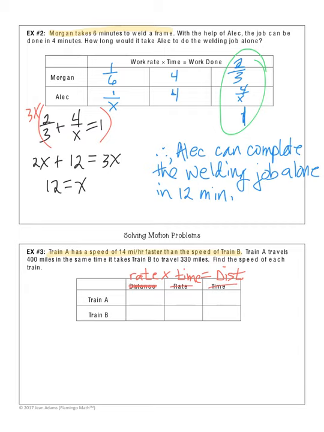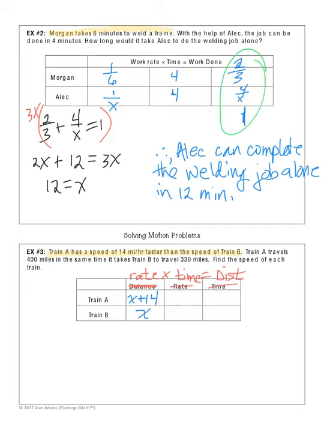So I want you to ask yourself, which one are they describing and which one do we know nothing about? Since they are describing train A has a speed of 14 miles per hour faster than the speed of train B, they're describing train A. So we know something about train A. We know nothing about train B. So I don't know anything about the rate of train B, so I'm going to let train B's rate be x. For train A, it has a speed 14 miles an hour faster than B, so we're going to write something faster than x, that's 14. So x plus 14.